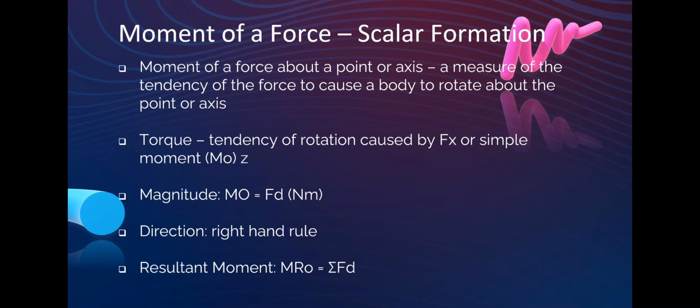And also the last one we have is resultant moment. The formula is MRO is equal to sigma Fd. Sigma means the total of the force and displacement that we have in a situation.